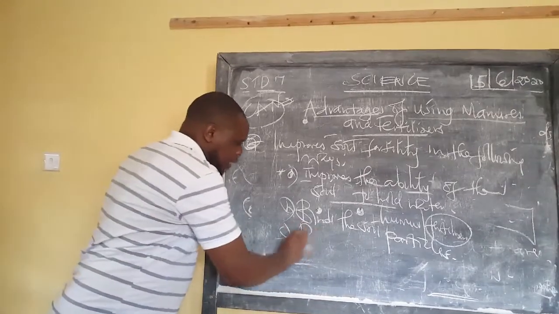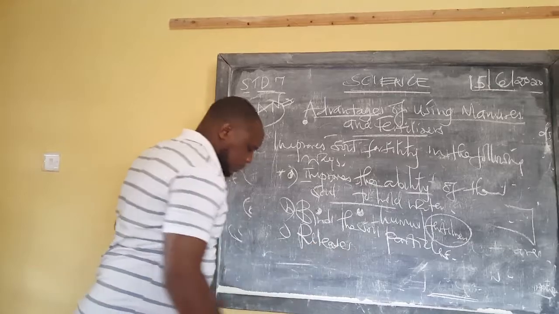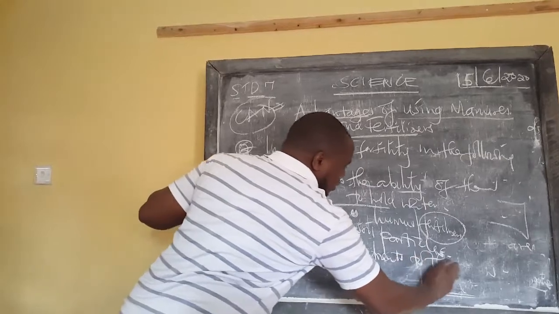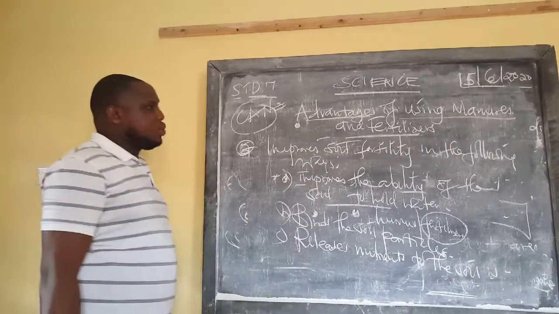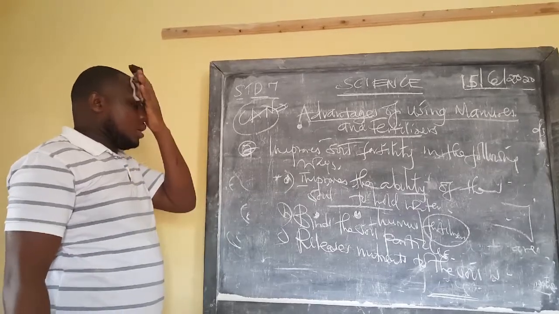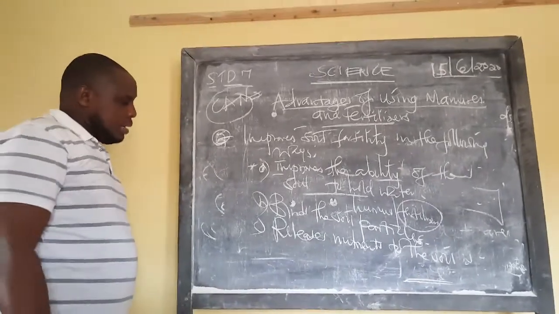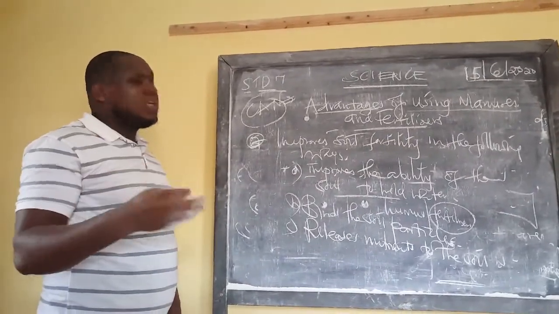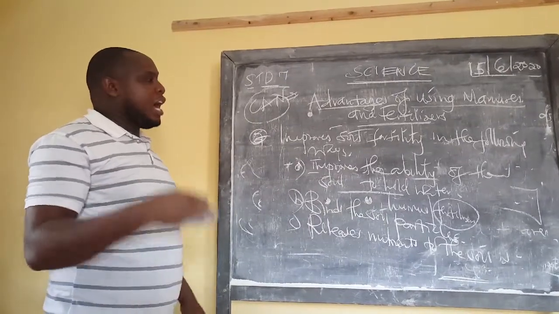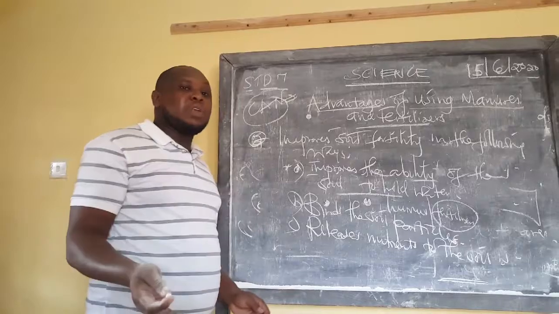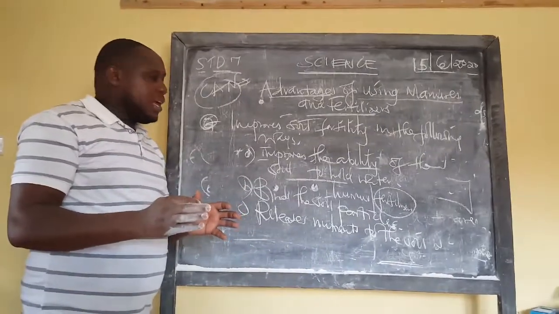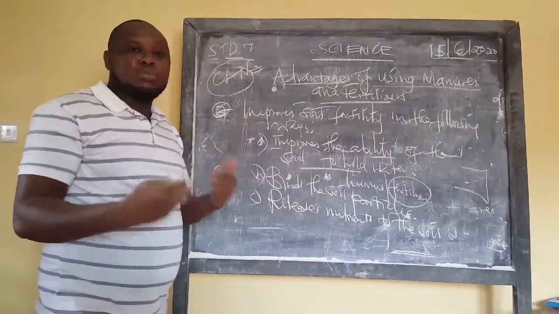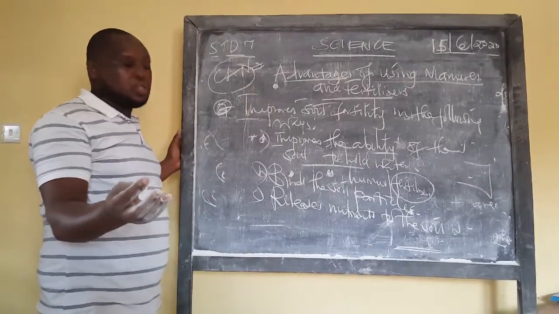Then number 3, releases nutrients to the soil. The importance of these manures and fertilizers is to release nutrients into the soil. Though sometimes manures take a longer time, like for example green manure, which takes the longest time to release nutrients in the soil. And you'll be asked in an exam, why is the use of green manure or manures in general avoided? Because it will take a longer time to release these nutrients. 3 to 4 weeks is not a short time.